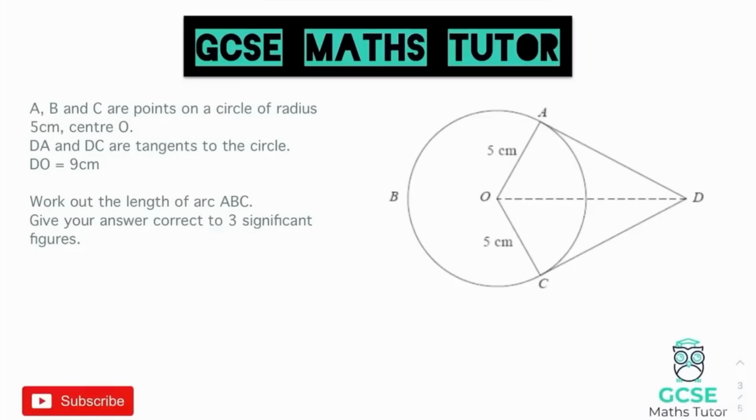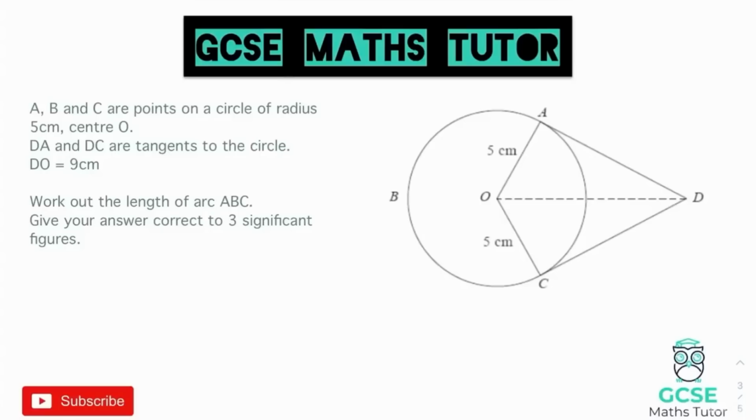Now it says here that A, B and C are points on the circle of radius 5 centimetres, centre O. So we can see that on the diagram. We've got the radius drawn in there and it's been labelled with that 5 centimetres. And we are going to be looking for the length of an arc in this question. So let's just have a look and read through the rest of it.